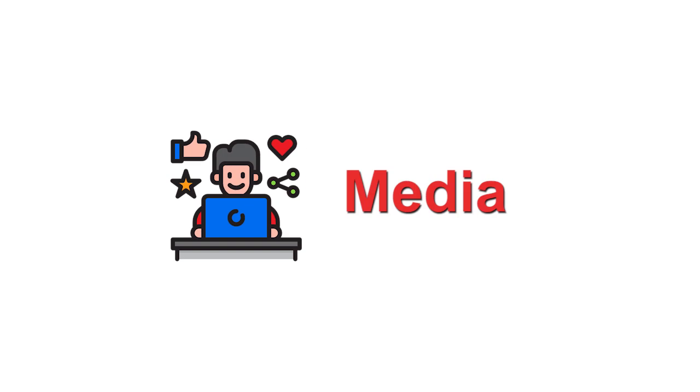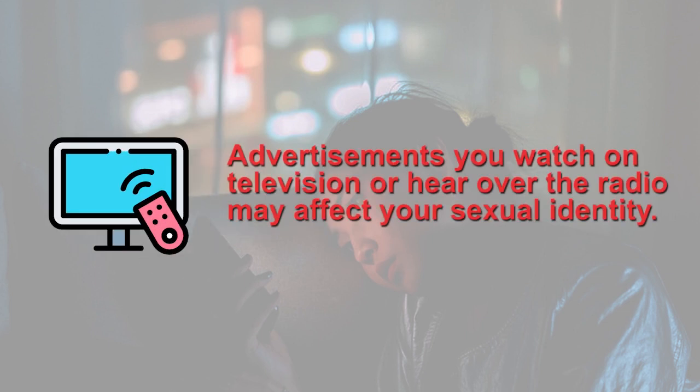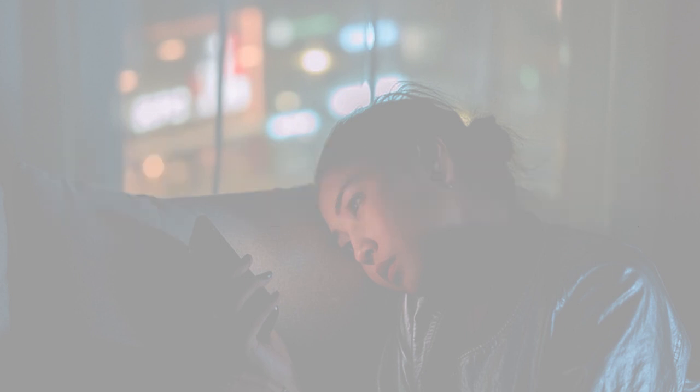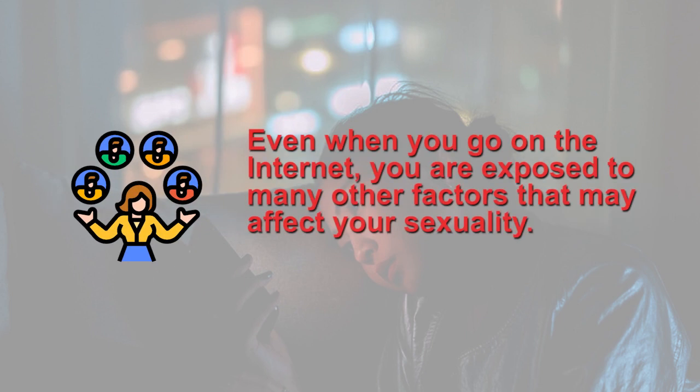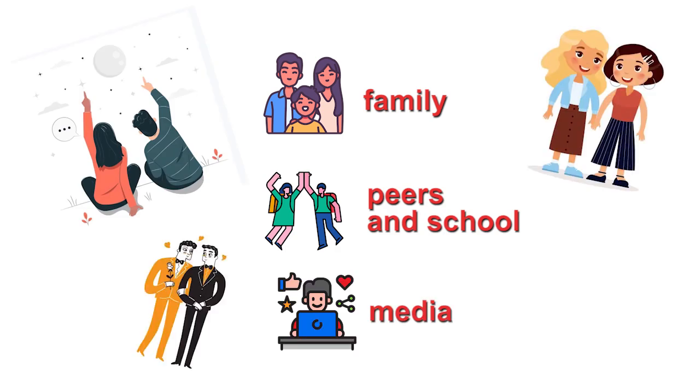And third, media. Sexual knowledge can also be acquired through various forms of media. Advertisements you watch on television or hear over the radio may affect your sexual identity. Even when you go on the internet, you're exposed to many other factors that may affect your sexuality. All these factors influence and shape your sexuality. These factors greatly affect how you define your sexual identity, how you develop your sexual attitudes, and how you keep your sexual behavior and practices.